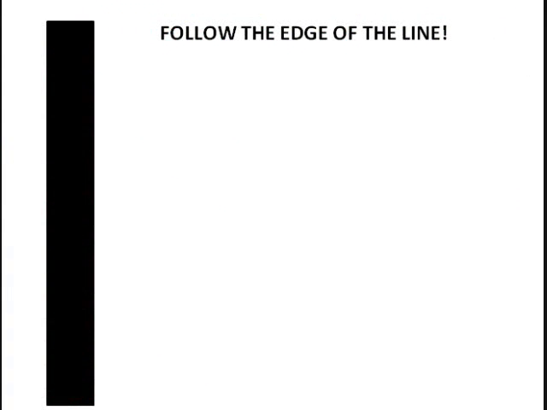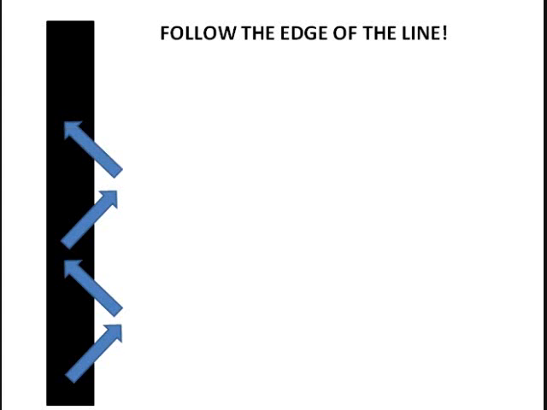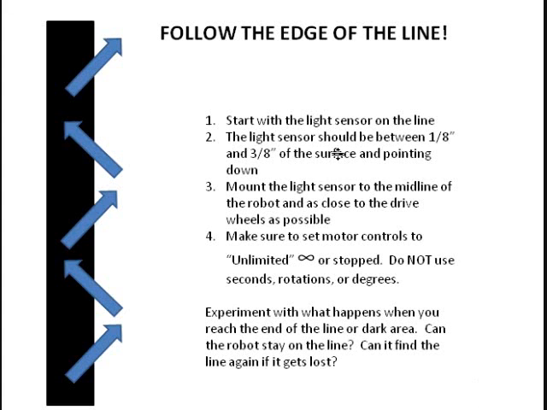So in order to follow a line, what we really are doing is following the edge of the line. And with one light sensor, it's going to either be seeing the dark or the light. When it's over the dark, it needs to turn one way, and when it's over the light, it needs to turn the other. A couple of the things to keep in mind is that you want to start with the light sensor on the line.